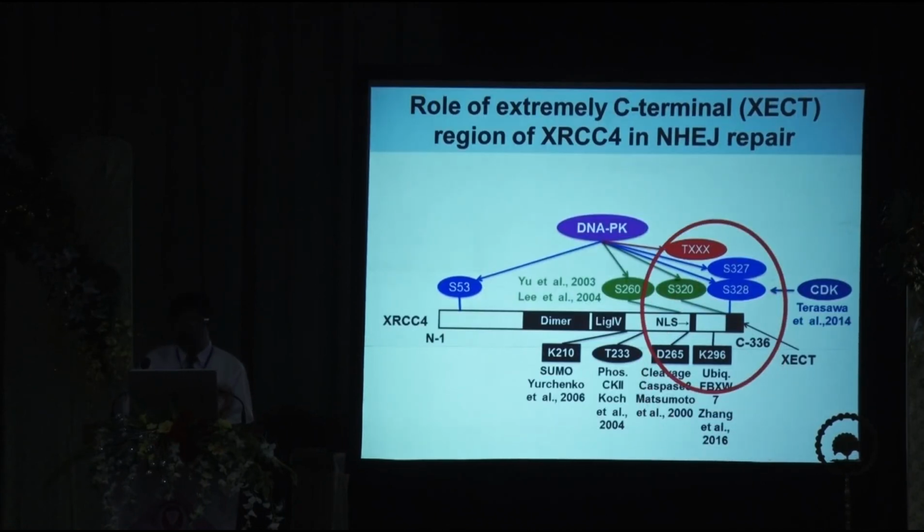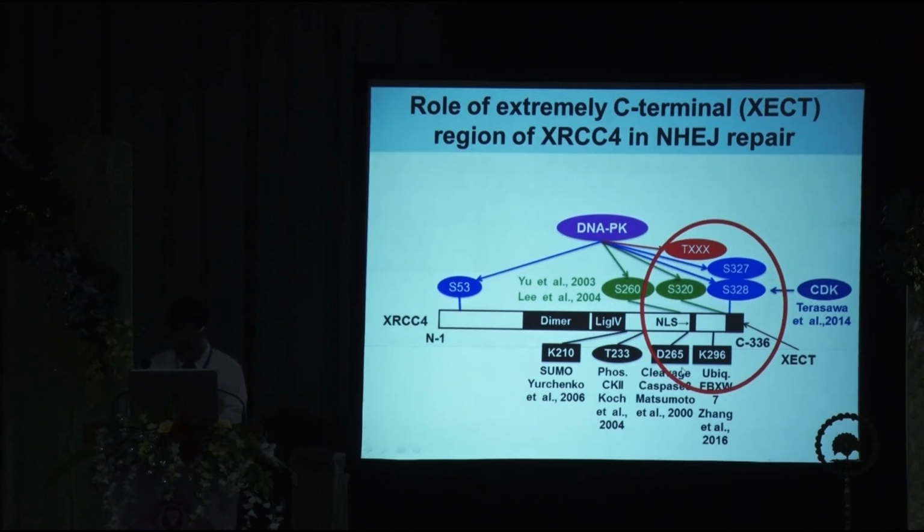So in another part, we just want to know the role of the extreme C-terminal region. We have designated this as the XECT domain of the XRCC4 protein. So why have we used this extreme C-terminal region? Because we have identified many phosphorylation sites in this region. As we can see, there is a cluster of phosphorylation sites, as T323, S320, S327, and S328 sites are located in the extreme C-terminal region.